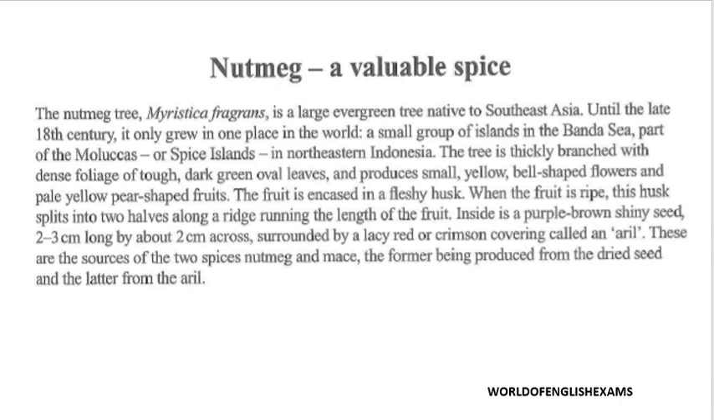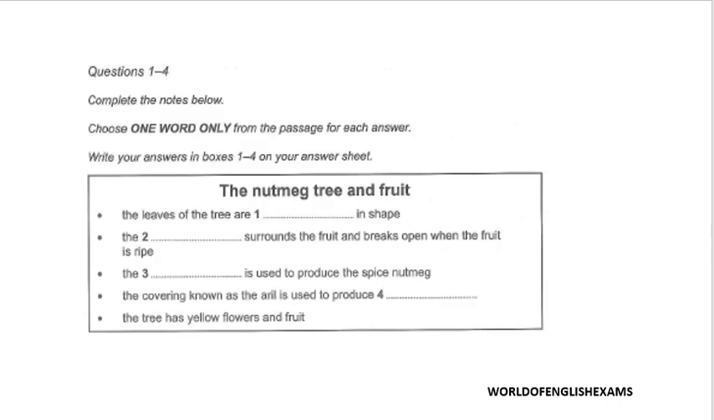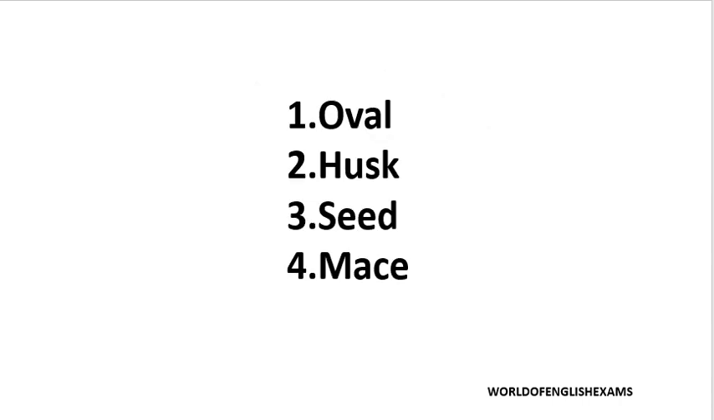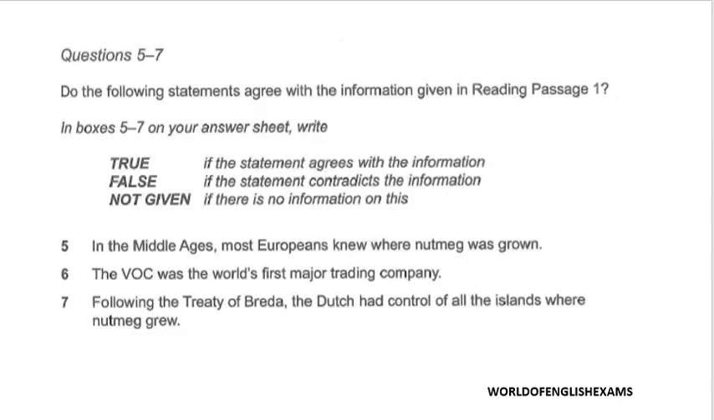And the latter, what is the latter? The second one, that is mace. So mace is produced from the aril. So the answer for the third blank is the seed. The seed is used to produce the spice nutmeg and aril is used to produce mace. So this is how proper reading will always fetch the right answers. So I hope you understood how to fill the notes, how to complete the gaps, and here is the answer key for these 4 questions. Now quickly let's proceed to answering the next set of questions in this reading test that belong to the question type true, false, not given.